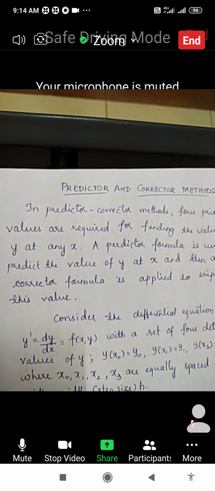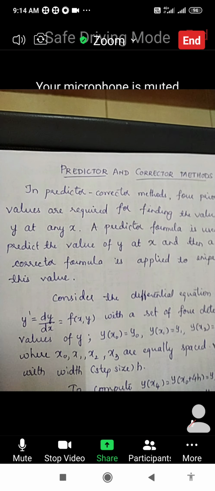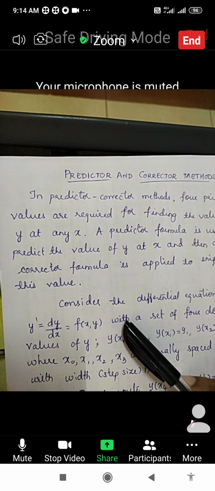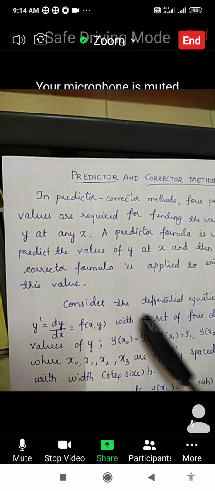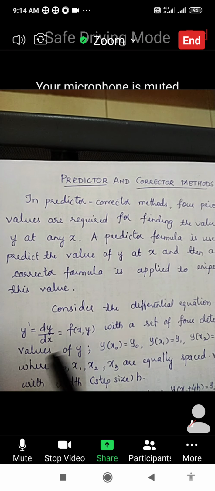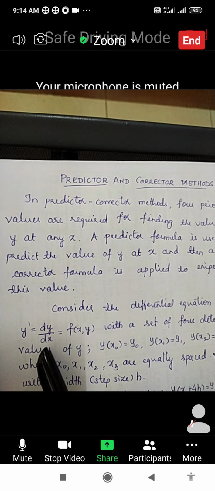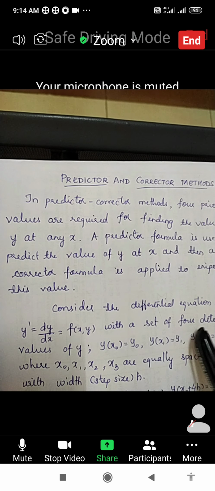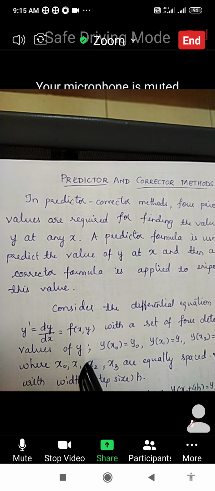Okay. Now here, there are 2 methods in your syllabus. One is Milne's and the second one is Adams-Bashforth. For that, I have given some general thing. So what is this? What you require in the beginning and what we are going to calculate? Let us see. Now, consider this differential equation, same format, y dash or dy by dx equal to f of x comma y with a set of 4 determined values of y. Means you should have 4 sets of initial values.